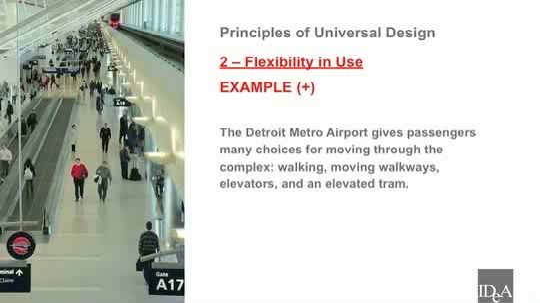Yet here's a positive example. The Detroit Metro Airport gives passengers many choices for moving through the complex: walking, moving walkways, elevators, and an elevated tram.